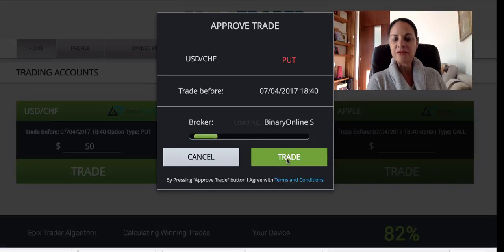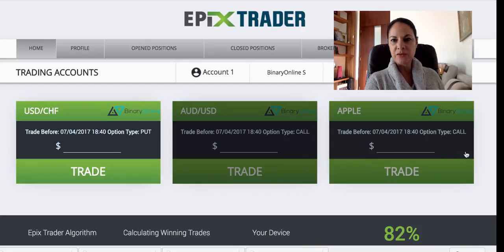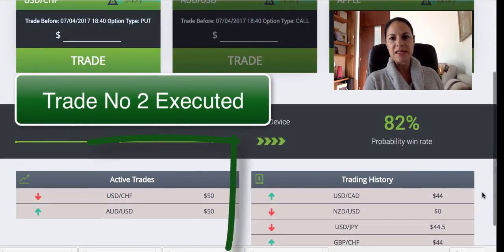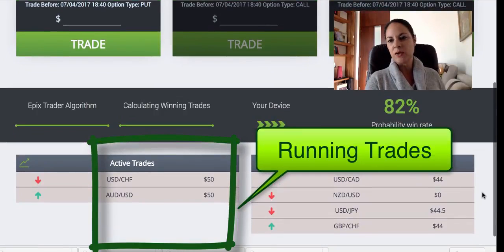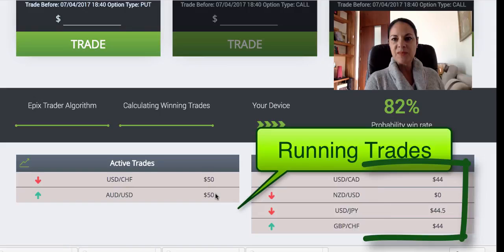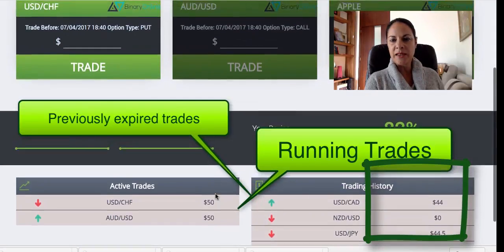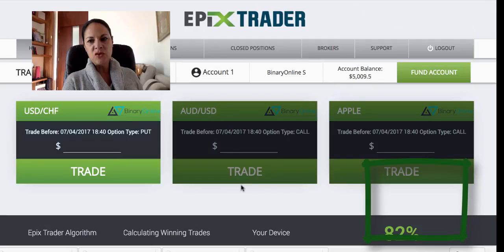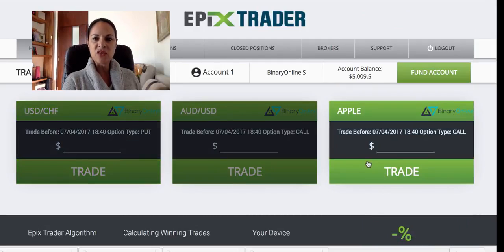What I might say is that from this point you cannot see how the trades are going to expire. You will need to go into your open trades to find that out, but we have active trades. At a glance on the platform, you can see where the active trades are, and as you can see, my balance has now reduced to 5,009 because I have two trades running with Epix Trader.